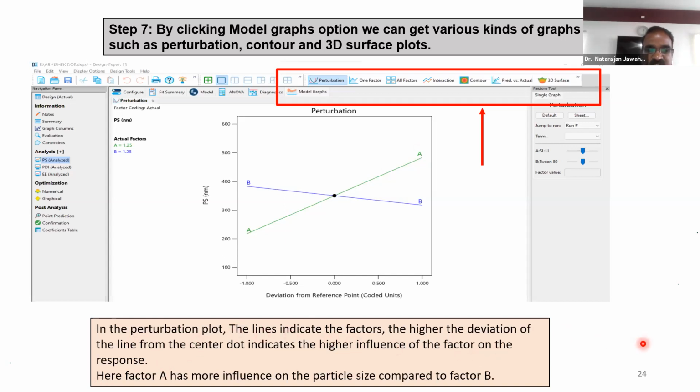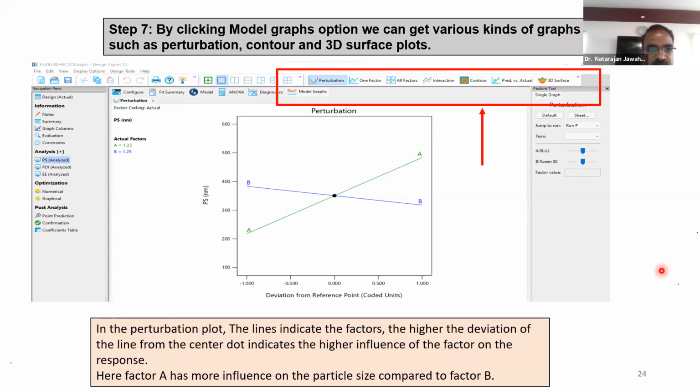In the perturbation plot, the lines indicate the factors. The higher the deviation of the line from the center dot, the higher the influence of the factor on the response. So here, which factor has more influence? Factor A influences more because it is deviated more when compared to B. Okay, so that I understand. Now, next slide.